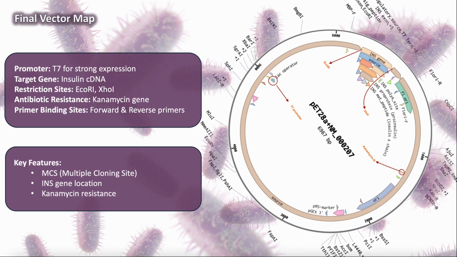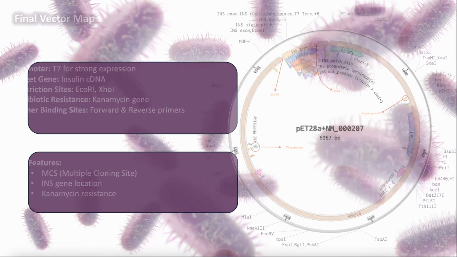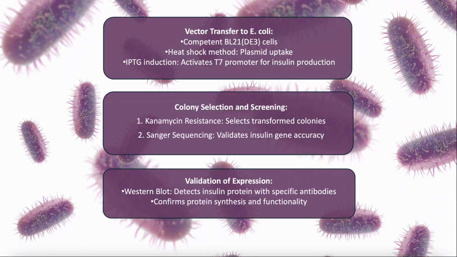Vector transfer to E. coli. We introduce the recombinant plasmid into competent E. coli BL21 cells using the heat shock method. This method temporarily increases membrane permeability, facilitating the uptake of plasmid into bacterial cells.